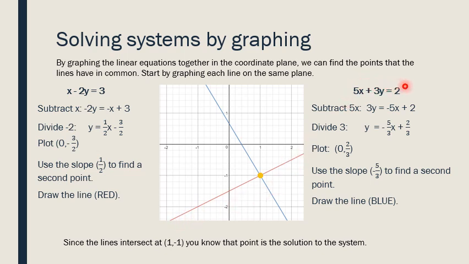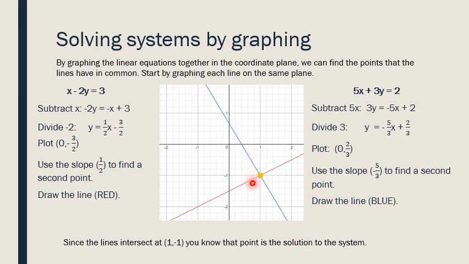If I had this other equation, to determine what the solution was or what the intersection was, I would subtract 5x from both sides, giving me 3y equals negative 5x plus 2. Then I would divide everything by 3 to get y equals negative 5/3 x plus 2/3. And I know that this line will go through at positive 2/3, which is up here. Then I'm going to use the slope, which is negative 5/3. So I'm going to come down negative 5 and over 3, which would actually be off of this graph, but it would be down here. And then I would draw this blue line.